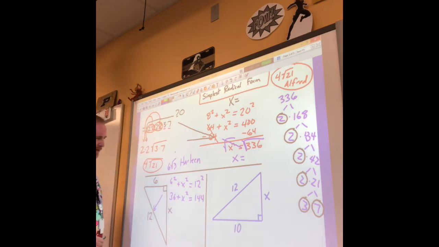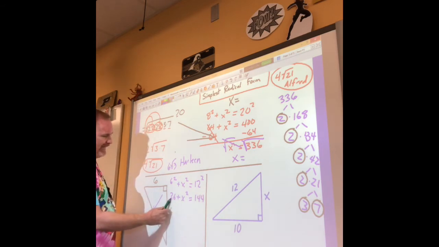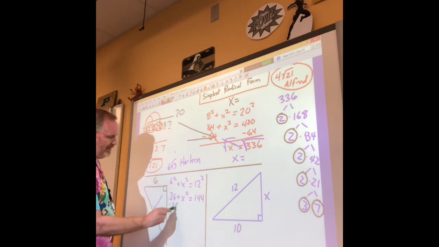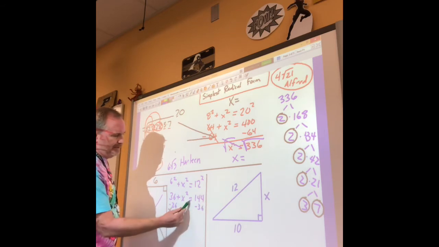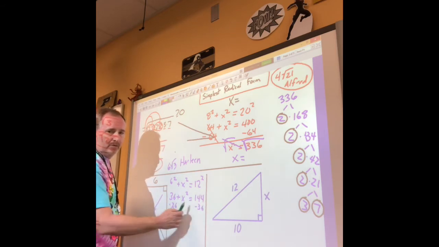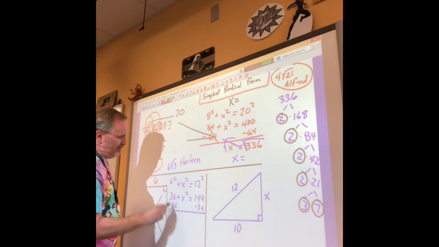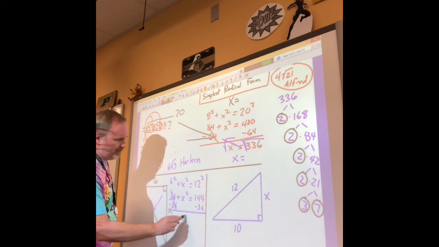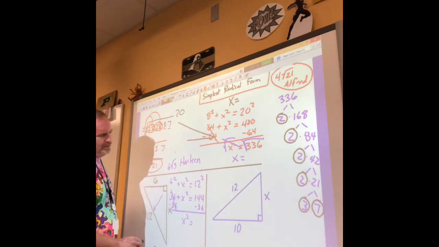And then we got to solve for x, so we got to get rid of this 36, so we'll go minus 36 and minus 36 over here. To be equal, you always want to stay equal in equations. All right, so that cancels him out. So now we have x squared equals, what's that, about 108?